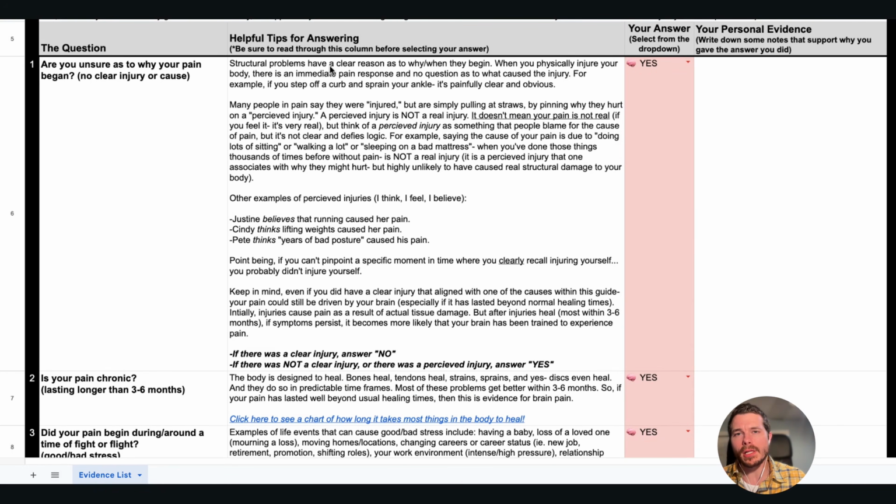So structural problems have a clear reason as to why and when they begin. When you physically injure yourself, there's an immediate pain response. There's no question about what did it, okay? If there is no clear reason, no injury that you can recall, if you're thinking and feeling, oh, I believe this is what caused it. Example, Justine believes that running caused her pain. Cindy thinks lifting weights caused her pain. Pete thinks years of bad posture caused his pain. If you're thinking, feeling, or believing or having to pull straws to come up with some reason as to why your pain began, then there is no clear reason, and you would have to answer yes. If there is a clear injury, you answer no.